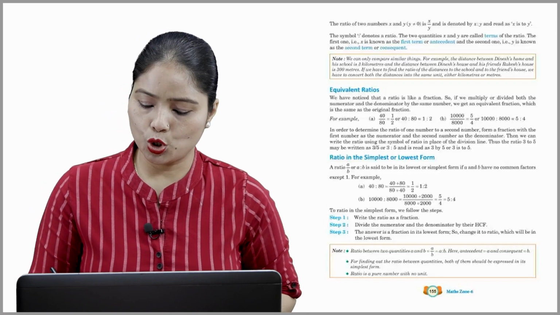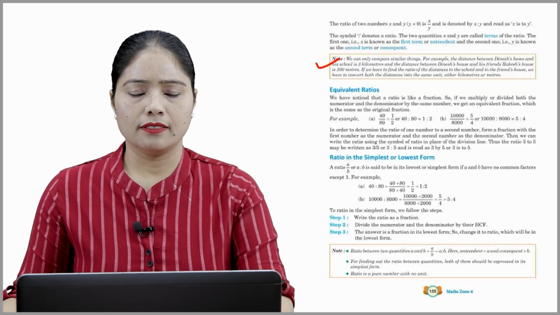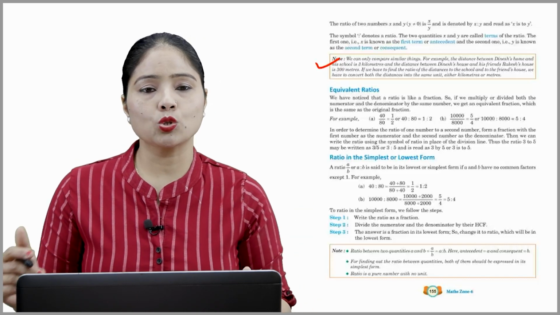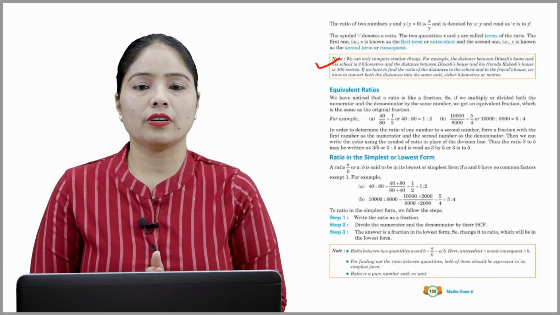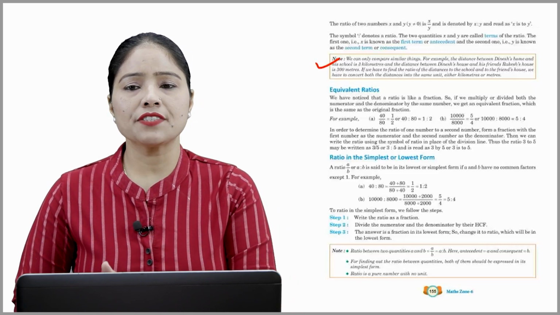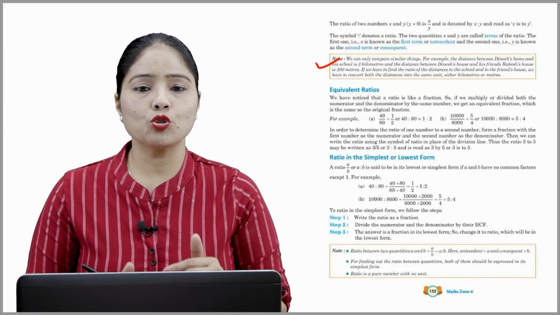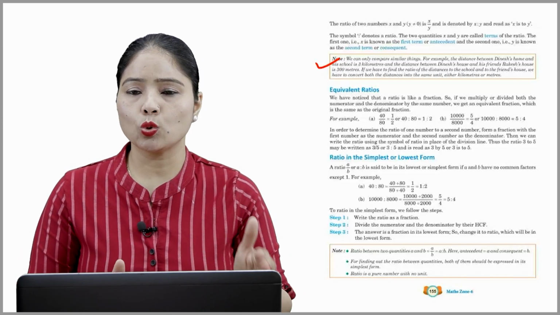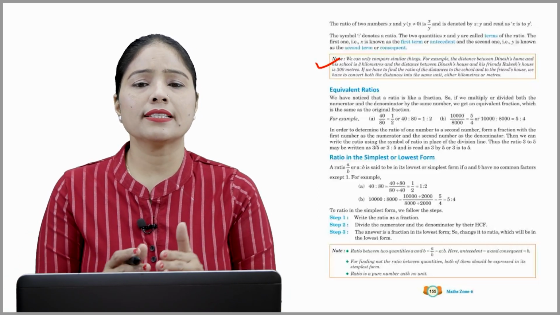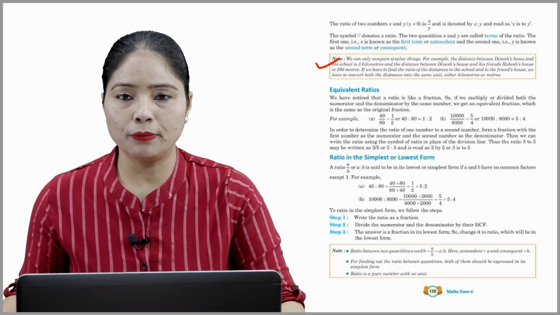Now note, we can only compare similar things. For example, the distance between Dinesh's home and his school is 3 km, and the distance between Dinesh's house and his friend Rakesh's house is 300 meters. If we have to find the ratio of the distance to the school and to the friend's house, we have to convert both the distances into the same unit, either kilometer or meter.